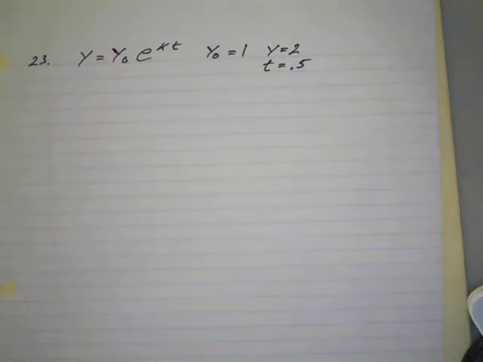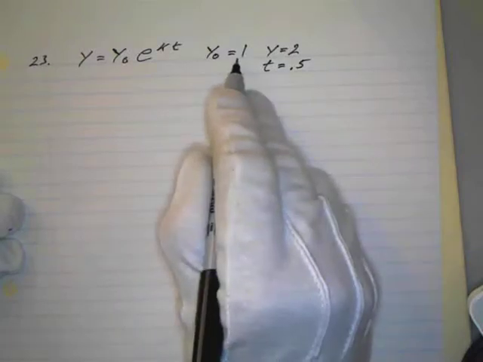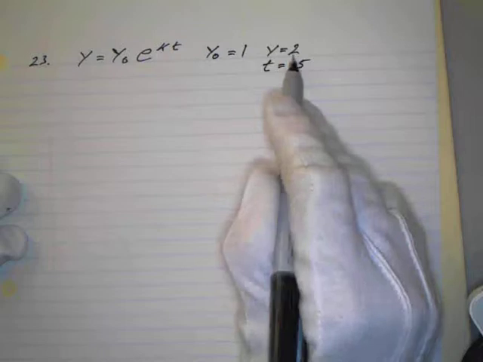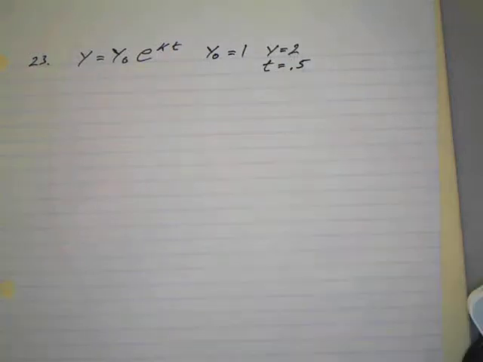Okay, so it says the colony starts with 1 bacterium. Well, that's nice, so that makes my y sub 0 equal to 1. And it says it doubles every half hour. Well, I need another point. Remember, we need a couple points so we can find the k. After half an hour, if it doubles, I've got 2. So this is my data. When t is 0.5, y is 2, so I'm going to use that to find my k.